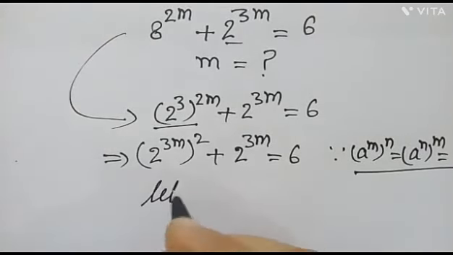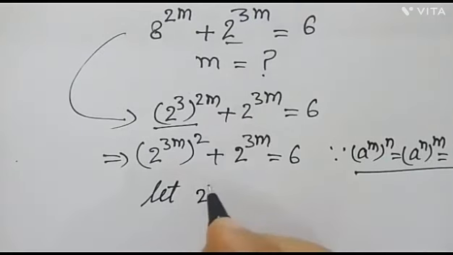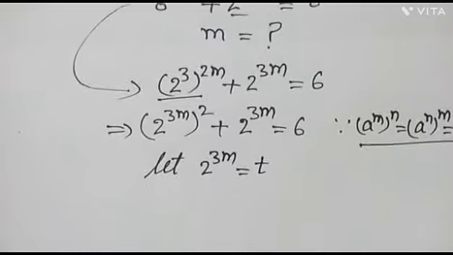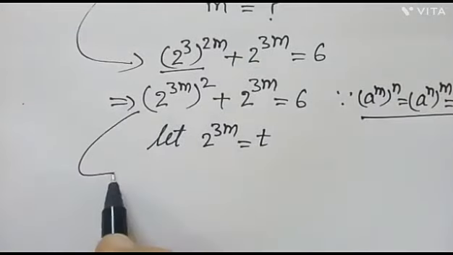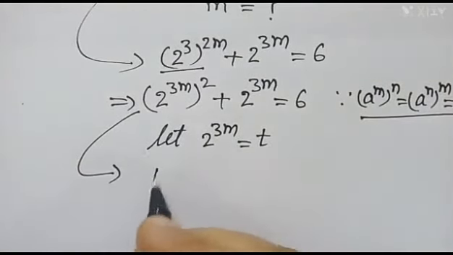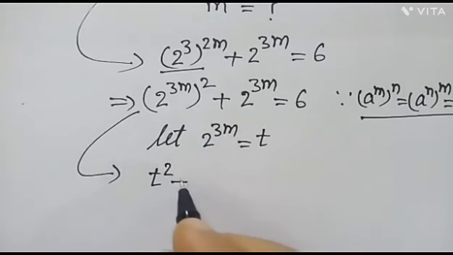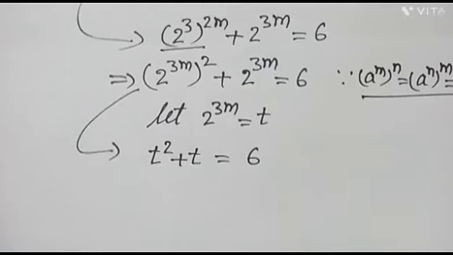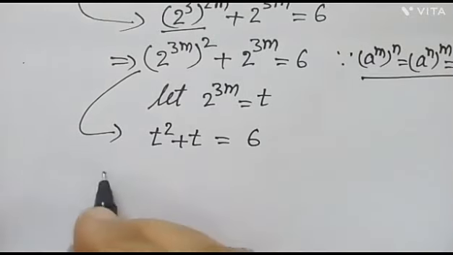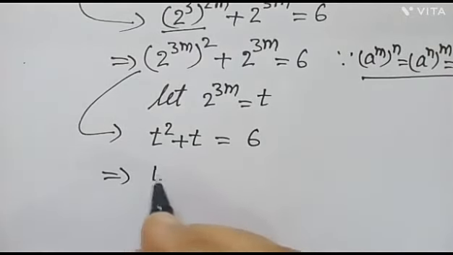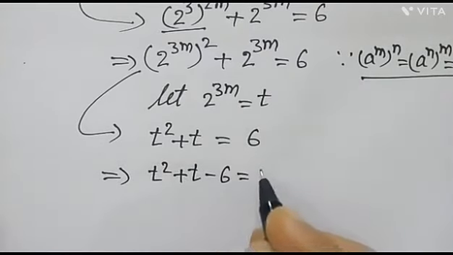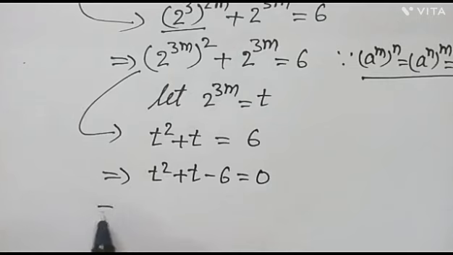Let 2 to the power 3m be equal to t, right? So this equation will transform as t square plus t is equal to 6, right? So t square plus t minus 6 is equal to 0, right?